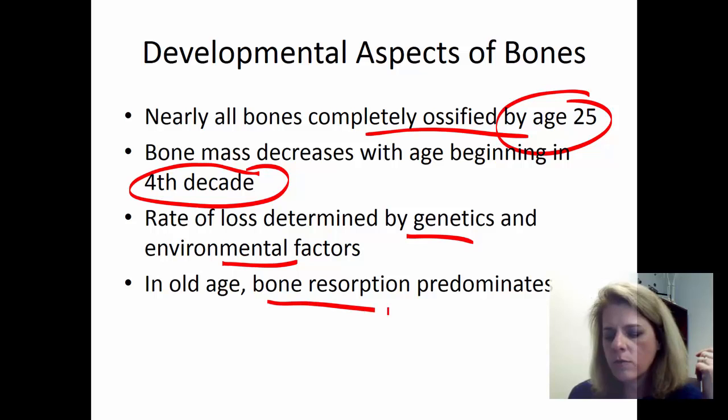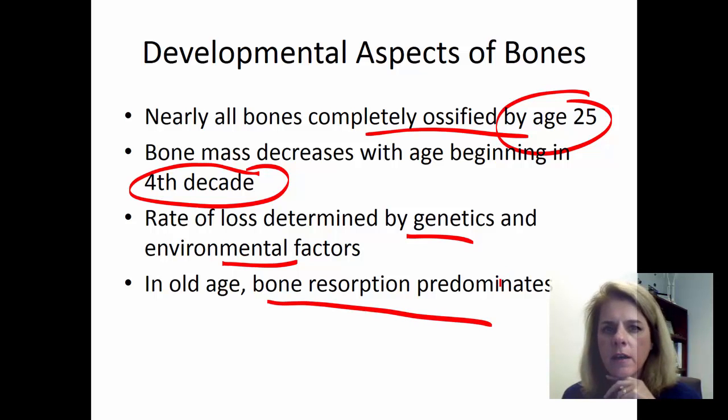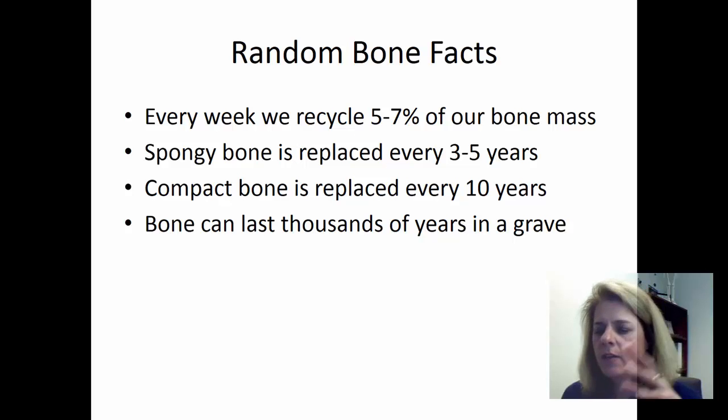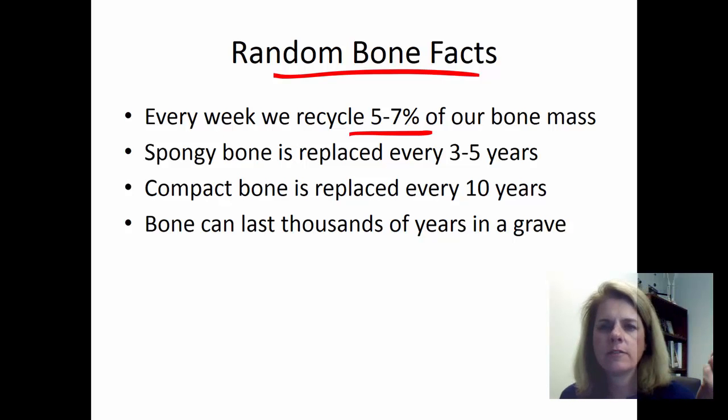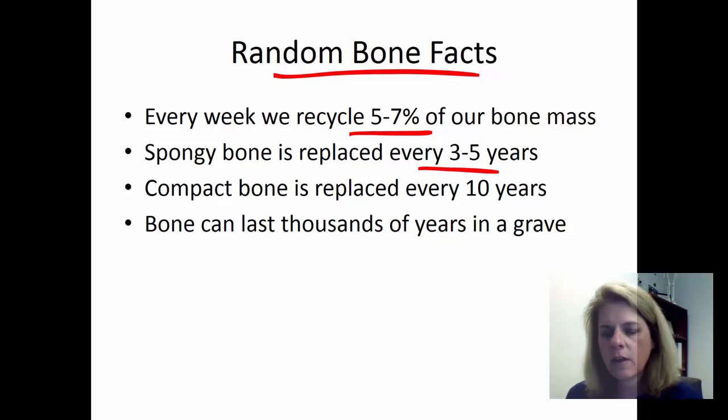As you get older, bone resorption outpaces bone deposit. So again, your bones get weaker. You're taking more calcium from your bones than you're putting into your bones. And then just a couple of random bone facts, a freebie. We actually recycle our bone mass every week. We recycle about 5 to 7%, so we're constantly building and rebuilding our bones. We completely replace our spongy bone every 3 to 5 years. We replace our compact bone every 10 years. So these osteoblasts, osteoclasts and osteocytes are working throughout your entire life, keeping your bones healthy and strong.